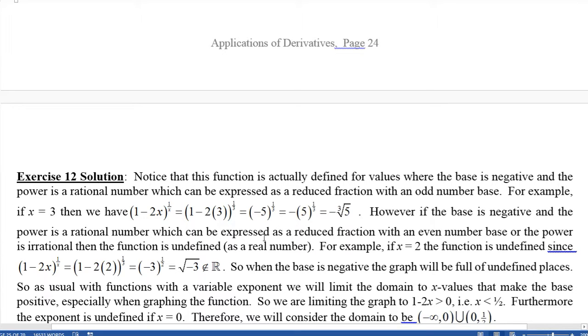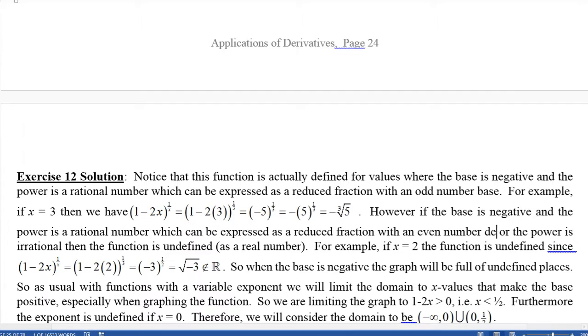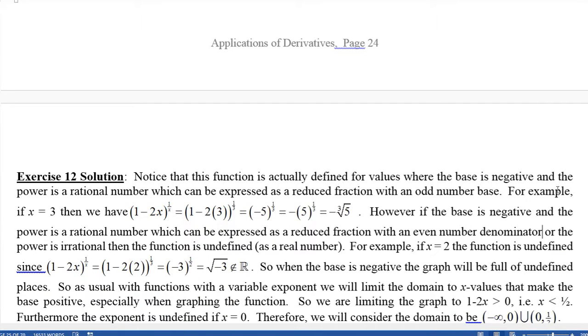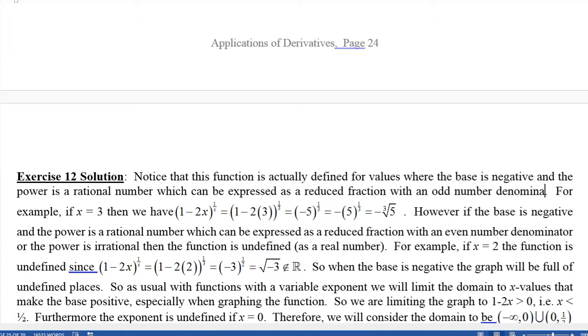But we run into lots of problems here when the base is negative. If the base is negative and the power is a rational number which is expressed as a reduced fraction with an even number denominator, that should say denominator, or the power is an irrational power, then the function is undefined, at least as a real number.